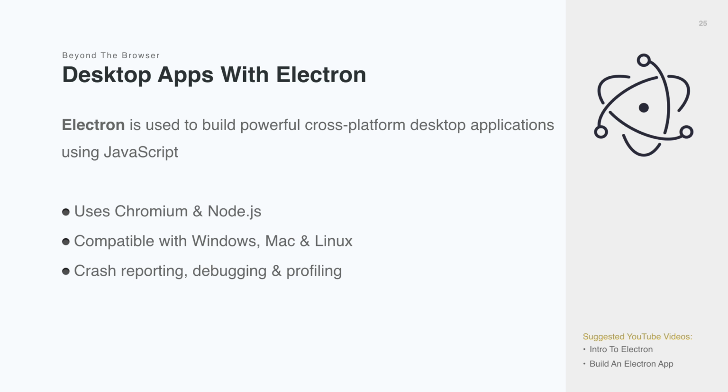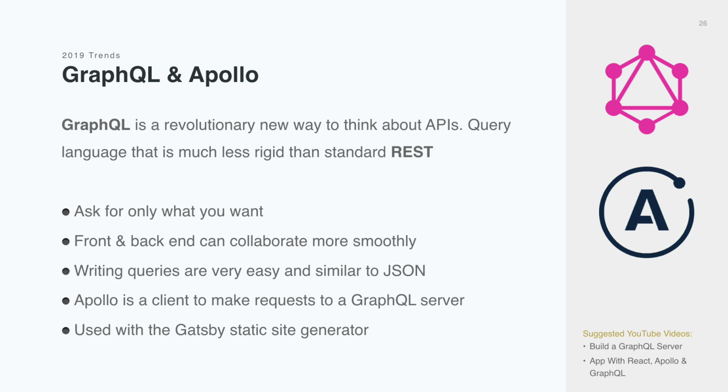So we can go beyond the browser and beyond mobile apps into desktop with Electron. Okay, Electron is used to build powerful desktop apps with JavaScript. It uses Chromium, which is what Google Chrome is built on, and it also uses Node.js. So you can build apps for Windows, Mac, and Linux with a single code base. It has crash reporting, debugging, and profiling. The text editors VS Code and Atom are actually built on Electron. So is the HTTP client called Postman, as well as a bunch of other really awesome apps. So it's very, very powerful.